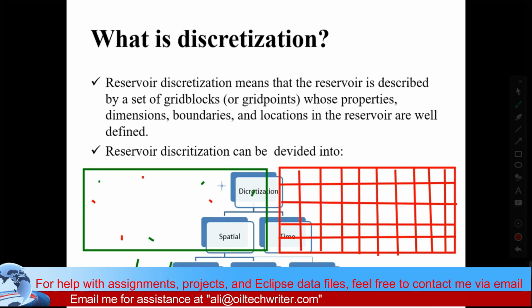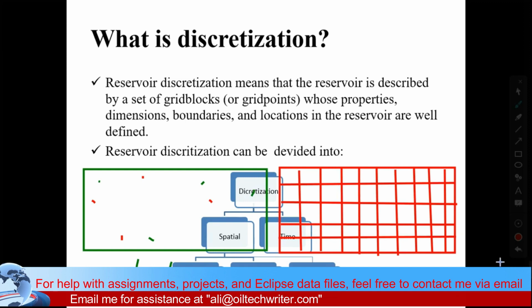Here it was 10 kilometers. We couldn't define the porosity separately because porosity probably is not uniform. Saturation is not the same in all of the reservoir. Maybe the upper part is gas, the middle is oil, and the lower is water. But in this case, how can you define that when you have only one body? So what we do is divide it into blocks, and we call it discretization. The process of converting this big reservoir into small pieces of blocks, we call discretization.